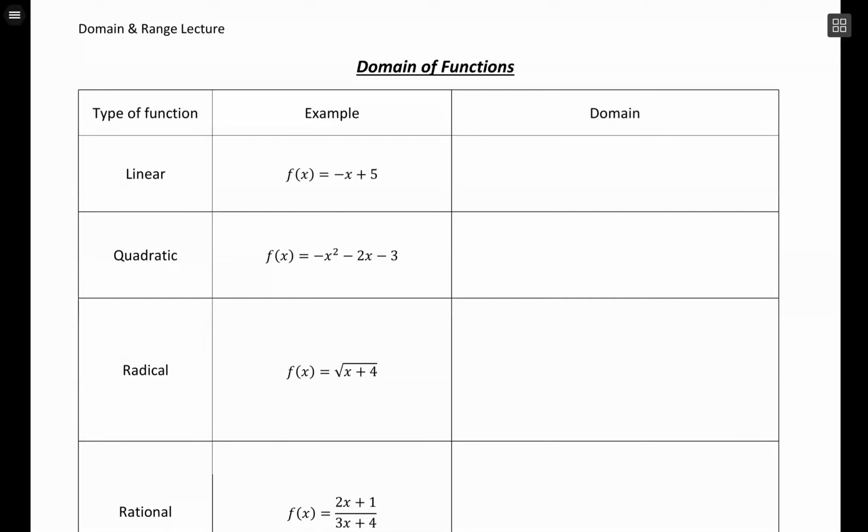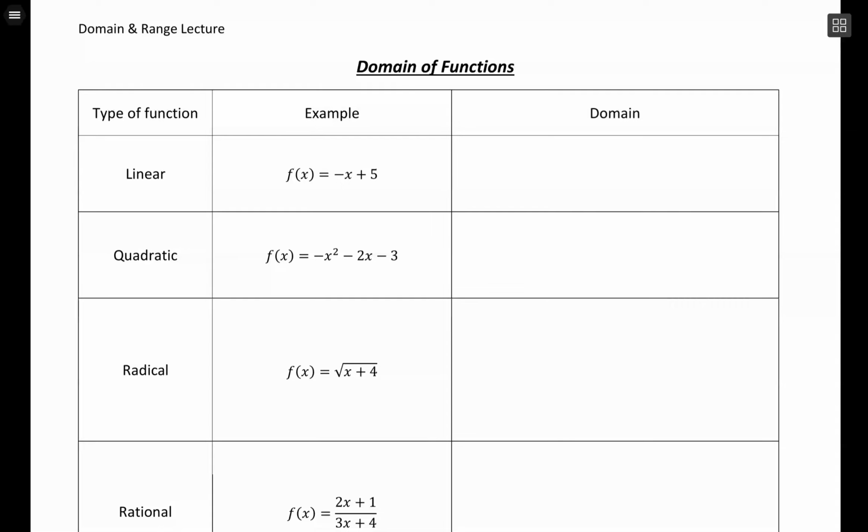So let's talk about finding the domain of functions based on the type of function. Now with a lot of these functions, we're going to get a lot more practice in future lessons. We're just going to get a little introduction here, so that when we go in depth with, say, radical functions, we already have this foundation for understanding that the domain of that function is limited and how it's limited.